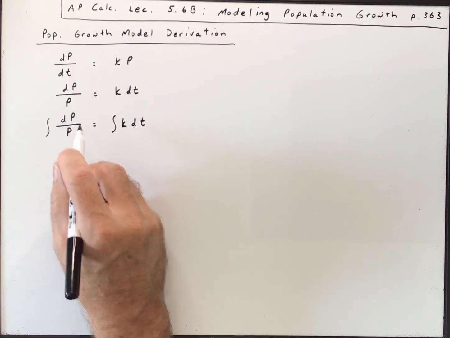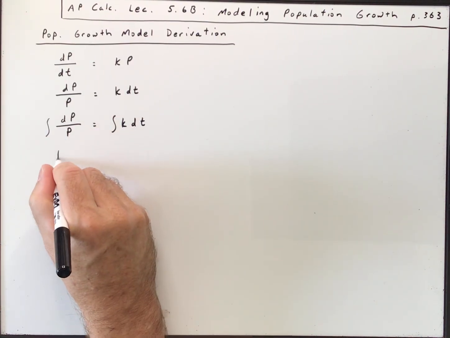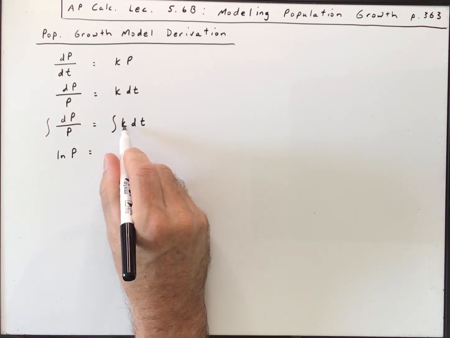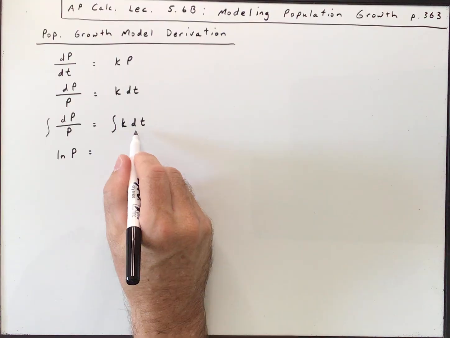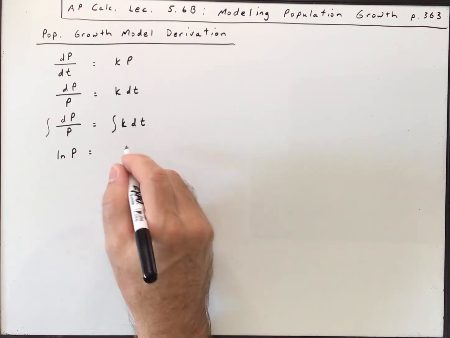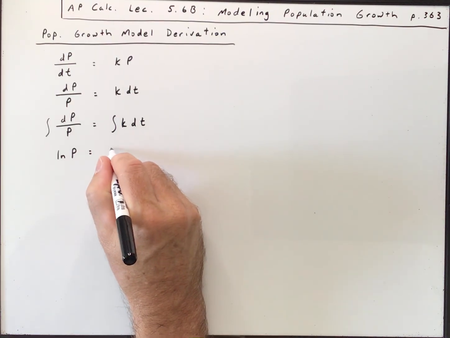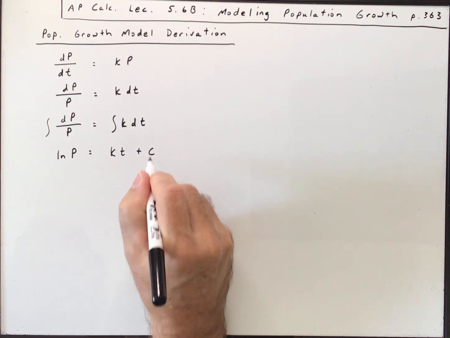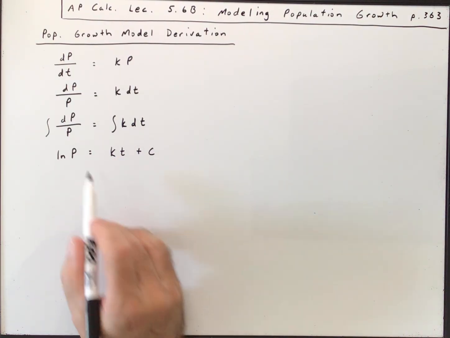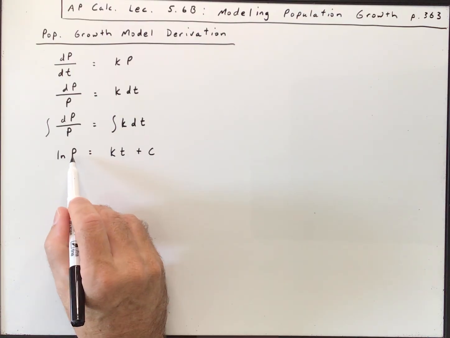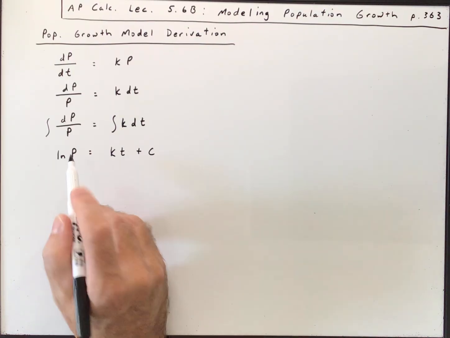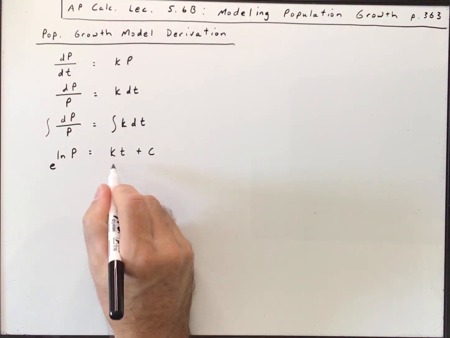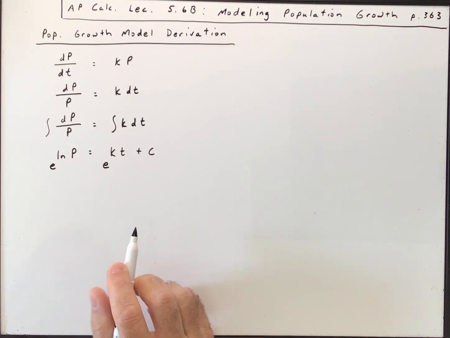If we integrate dP over P, you're going to have the natural log of P is equal to, of course you could bring that k out front, and the antiderivative of dt is just t. So you would have kt plus c. We want to get this into the form of P of t, so we exponentiate both sides.